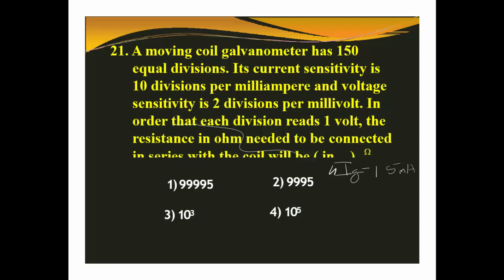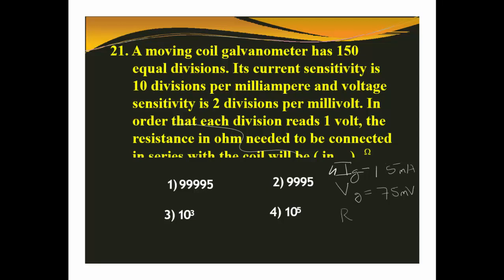And its voltage sensitivity is 2 divisions per millivolt. Voltage sensitivity is how much? 2 divisions per millivolt. Means for full scale deflection of the galvanometer, how much voltage is required? 2 divisions per millivolt, means 150 divisions requires 75 millivolt. It is in millivolt. 2 divisions 1 millivolt, 150 divisions 75 millivolt.